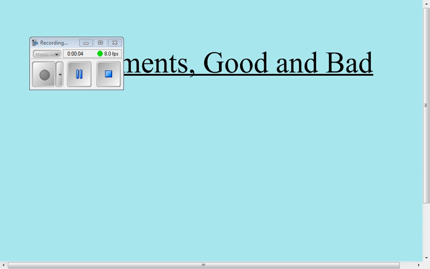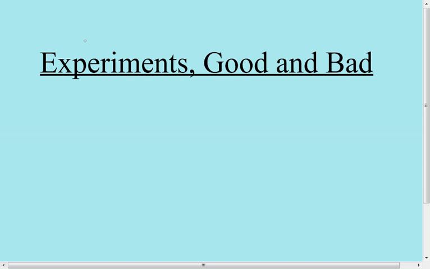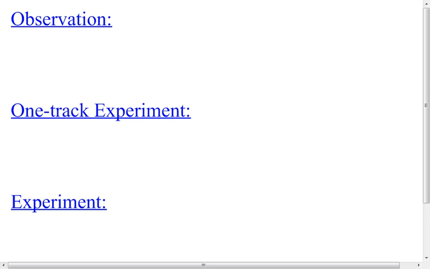All right, we are going to look today at different kinds of experiments and things that are good and bad, advantages and disadvantages of the way you design an experiment. So, first of all, you need to know some vocabulary here.